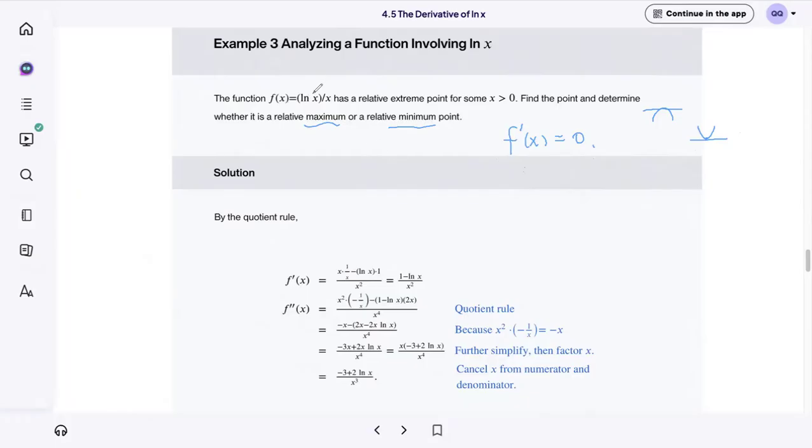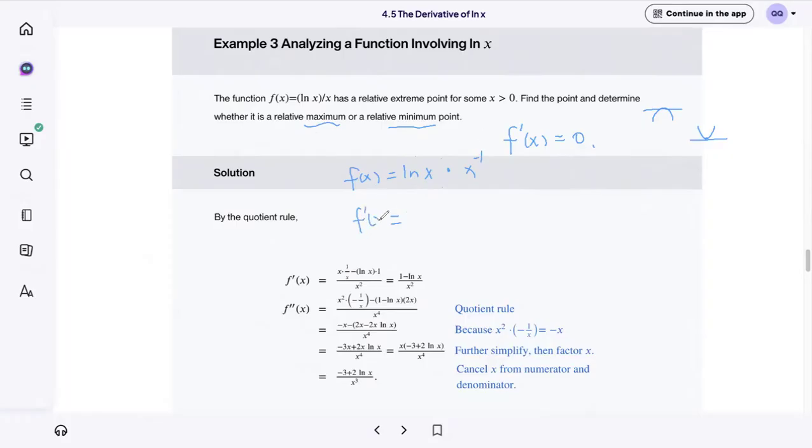So first we need to take the derivative of this. So f of x equals ln x multiplied by 1 over x. I like to write x up front, so I can write that as x raised to -1. Then f of x equals ln x multiplied by x raised to -1.